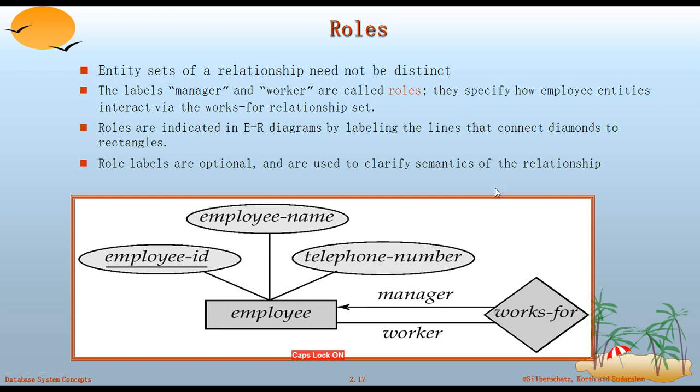So we have an employee entity and the relationship works for. He may be a worker, and some may be managers. So it indicates the different roles of the particular employee. Roles are indicated in a diagram by labeling the lines that connect diamonds to rectangles. Role labels are optional and are used to clarify the semantics of the relationship.